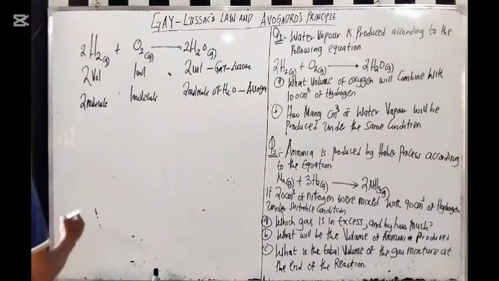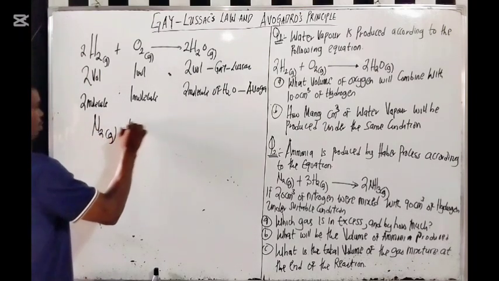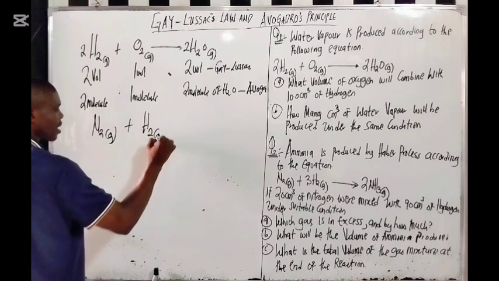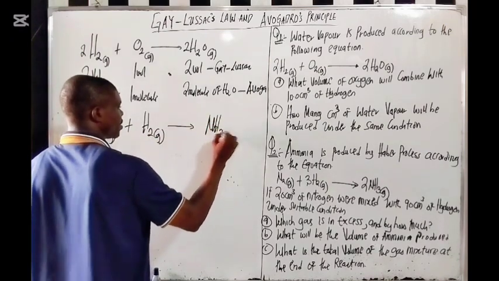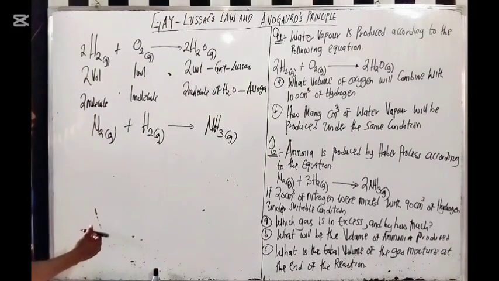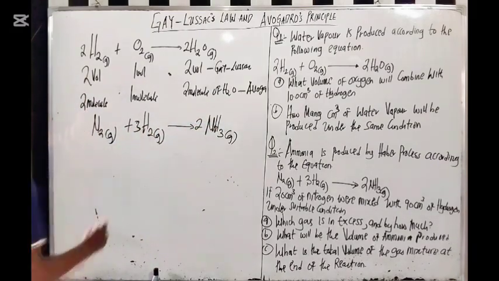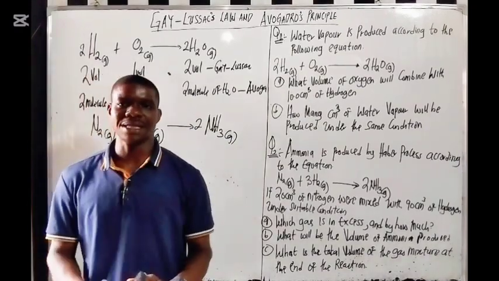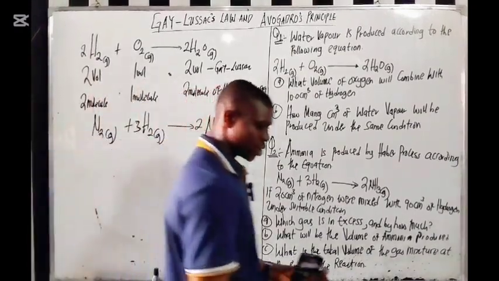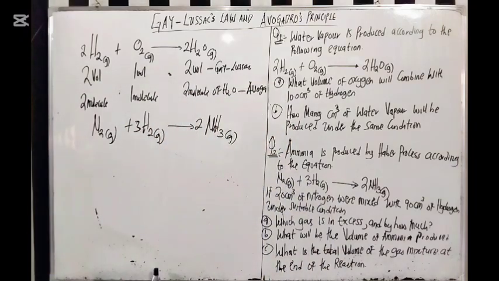Let's take on that one here. Let's say N2 gas reacts with H2 gas to produce NH3 gas, right? You have to balance the equation here. If you put 2 here, then put 2 here, it is balanced. If you know how to balance chemical equations, it's very important to learn and master balancing of chemical equations. I've done a lot of videos on that. Make sure you learn it because we see it in the exam.